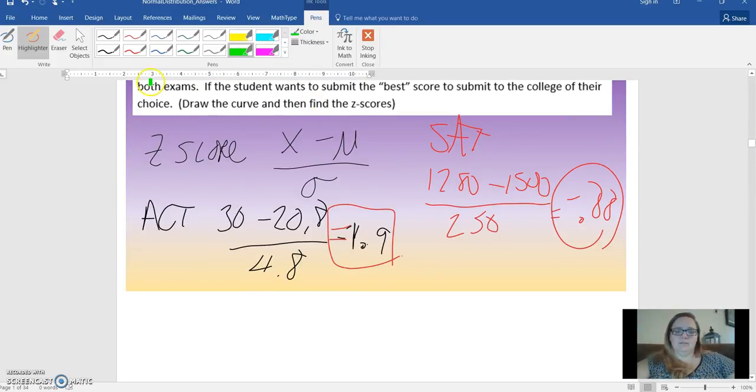Right? And so if the student wanted to submit the best score, this one's higher, 1.9. This guy is closer to the mean, so it's closer to the average students. When it's closer to 0, it's closer to the mean. And so if they were submitting it to the college of their choice, they would probably give their ACT score.